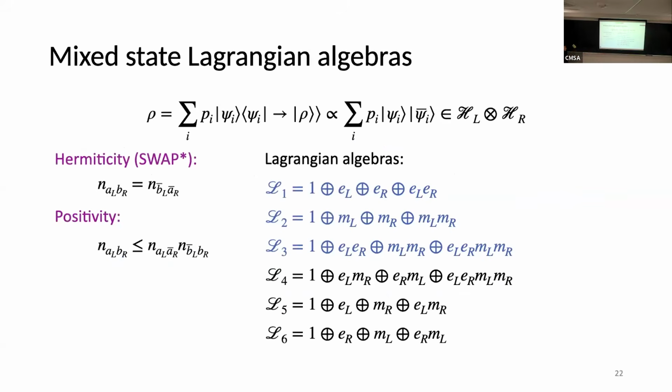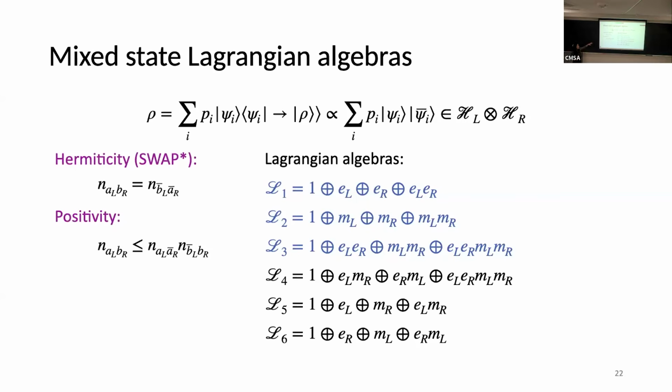What you have to consider is, as I mentioned before, every mixed state maps onto a state in the doubled Hilbert space, but not every state in the doubled Hilbert space comes from a density matrix. And so there are constraints on the density matrix. It's Hermitian, and it's also positive semi-definite, right? All these p_i are probabilities. And those 2 constraints put constraints on the physical Lagrangian algebras.